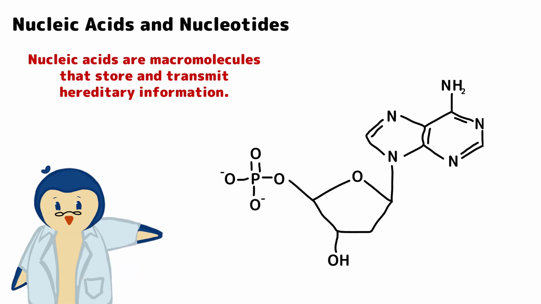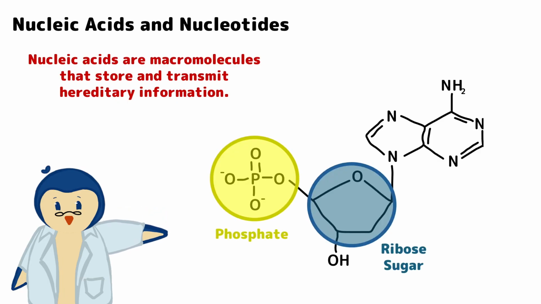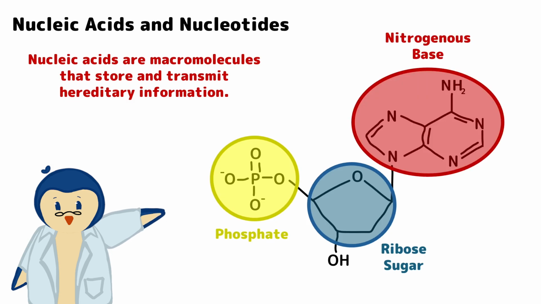They are just made out of the nucleotides, which are made up of the phosphate, which is linked to the ribose sugar, and which is linked to the nitrogenous base.